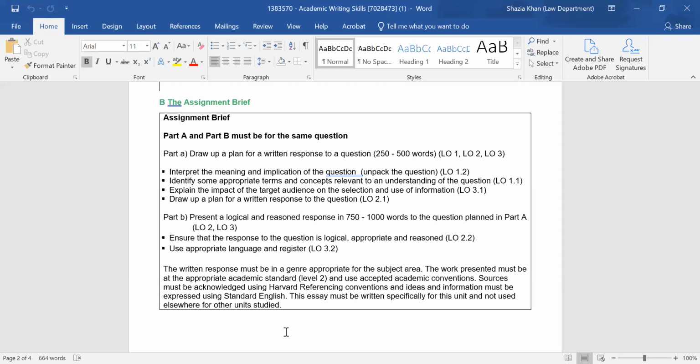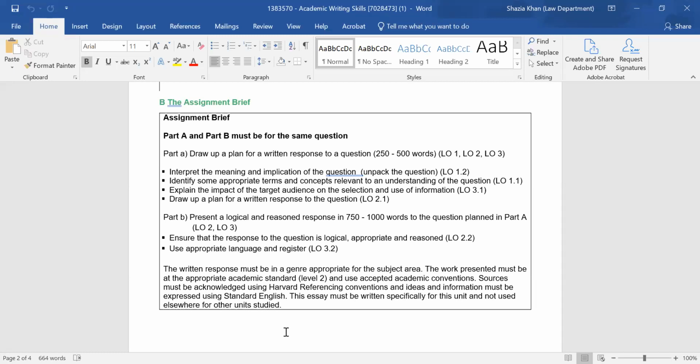You must explain the impact of the target audience on the selection and use of information, learning outcome 3.1. You must draw up a plan for a written response to the question, which is learning outcome 2.1. And then part B, you must present a logical and reasoned response in 750 to 1,000 words to the question planned in part A, learning outcome 2, learning outcome 3, and you must ensure that the response to the question is logical, appropriate and reasoned.